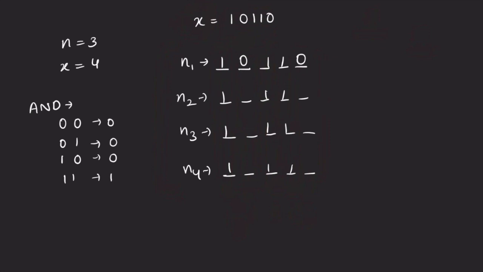Now if you note here, it doesn't matter what is present at these positions. Why? Because here we have 0, so whatever is present here won't make any difference. This will always come out to be 0 and this will always come out to be 0. So now if you closely look here, this number is nothing but x.